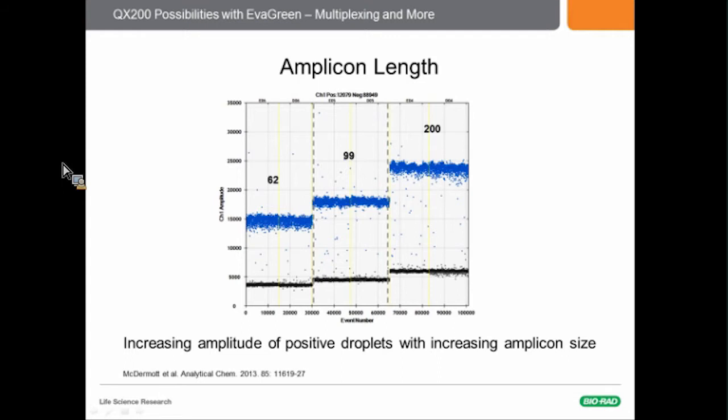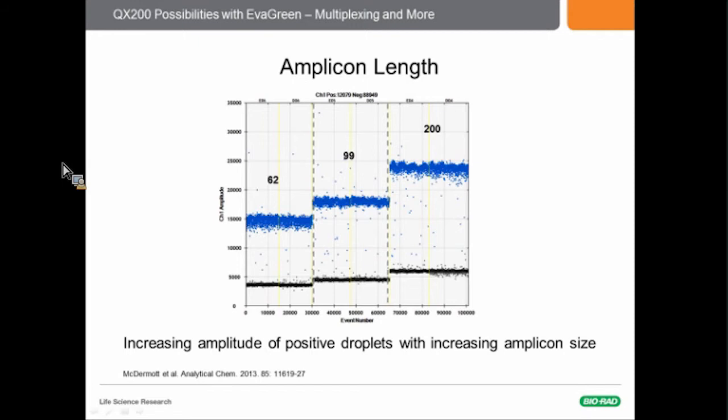Now, for assays with similar efficiency and primer concentration, larger amplicons will exhibit positive droplets at higher amplitudes. And that's true because more EvaGreen dye is going to bind larger size amplicons. Now, this is true up to a certain amplicon size of about 400 base pairs or so, after which efficiency of the reaction starts to fall, I apologize.